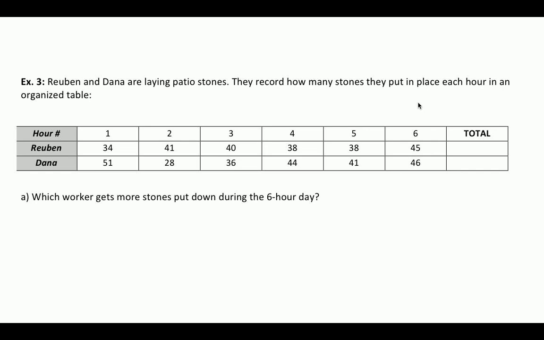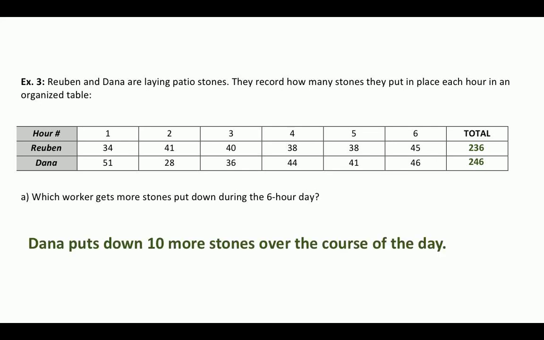Okay, so which worker gets more stones put down during the first 6-hour day? Let's see. If we add up how many stones Ruben lays down, he's got 236. And if we add up how many stones Dana puts down, she gets 246. So Dana puts down 246 stones, Ruben slightly less at 236. Dana puts down 10 more stones over the course of the day.